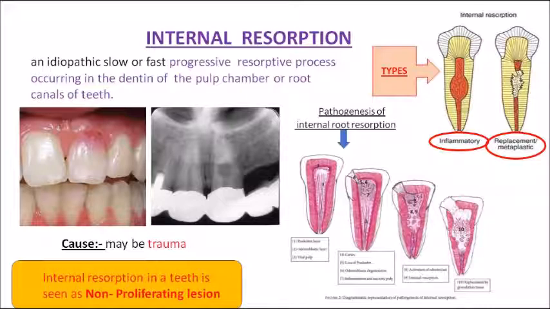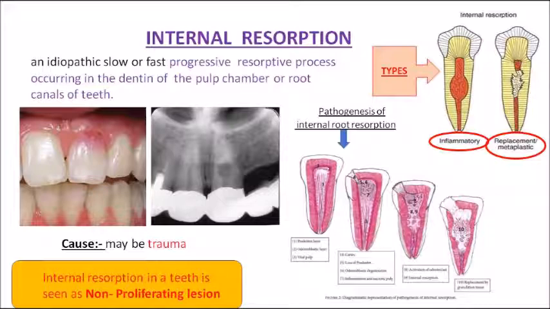Now it is an idiopathic, slow or fast progressive resorption process which is occurring in the dentin of the pulp chamber or root canals of the teeth. That means that next to the pulp, if the dentin is resorbing, that is called internal resorption. There are 2 types of internal resorption which you should know: inflammatory internal resorption as well as replacement or metaplastic resorption. Now the cause of this can be trauma. Most of the cases the cause will be trauma.